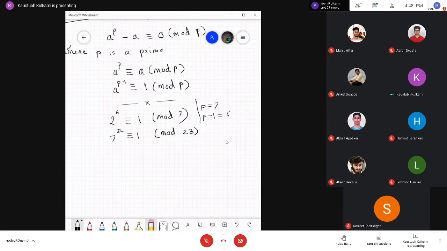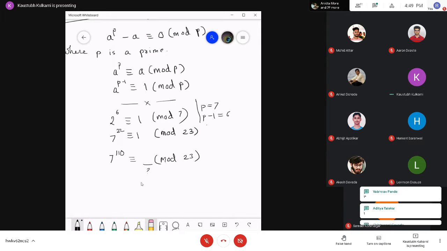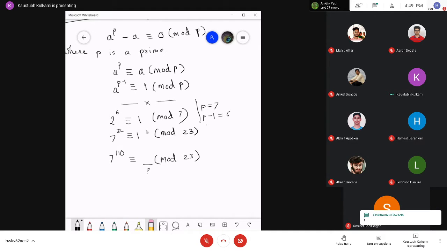Okay, so let's say I want to calculate 7 raised to 110. What will be the remainder when 7 raised to 110 is divided by 23? What will be the answer here? 1. Correct. Okay, it's like multiplying this 5 times. So it is 1. Now what if I say 7 raised to 200? Modulus is again 23. What is this?